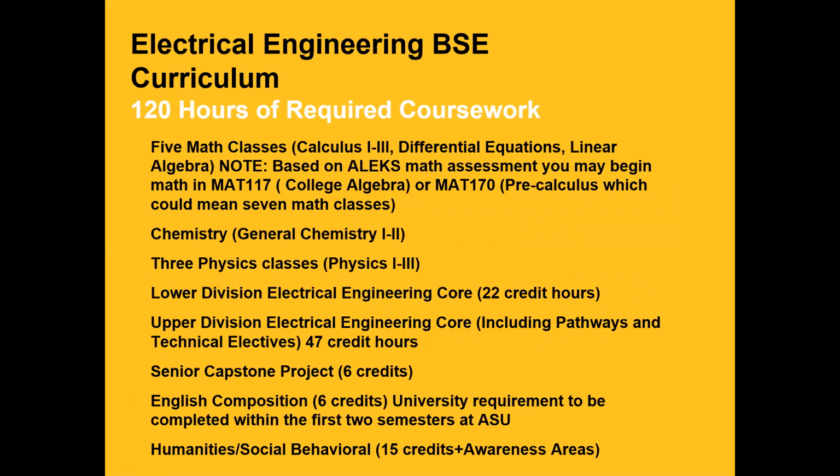The electrical engineering curriculum, if you haven't reviewed it yet, is 120 hours minimum of required coursework. If you have reviewed the major map, you will have noticed 5 math classes, which could be up to 7 based on your math assessment or transfer coursework, chemistry for engineers, physics, lower division electrical engineering core required classes, upper division electrical engineering core required classes, a 6-credit year-long senior capstone project, 6 credits of first-year composition, and then 15 credits of humanities and social behavioral sciences.